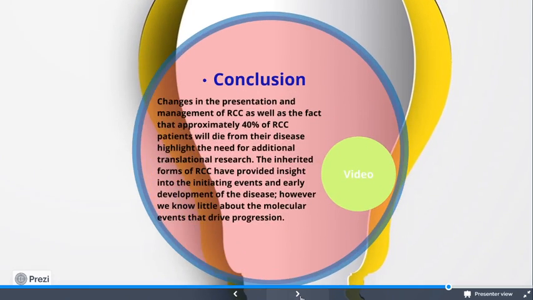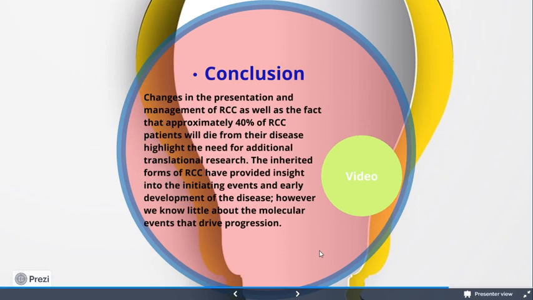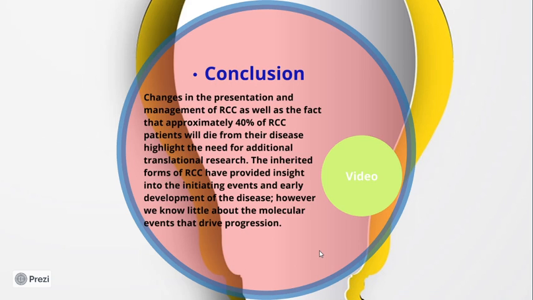Conclusion. Change in the presentation and management of RCC, as well as the fact that approximately 13% of RCC patients will die from their disease, highlight the need for additional translational research. The integrative analyses of RCC have provided insight into the initiating events and early development of the disease. However, we know little about the molecular events that drive progression.